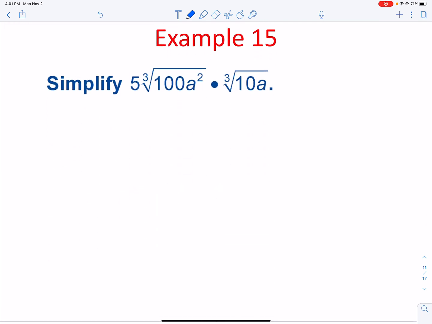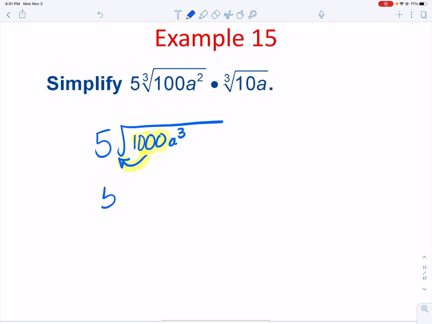So if I look at this, I can multiply inside to inside, so that's 5. And then, outside to outside, which is 5. Inside to inside, I'm going to use my calculator because my brain is fried today. Times 10 is 1,000 a cubed. Well, 1,000 is a perfect cube. 10 times 10 times 10 is 1,000. So this will come out because it's a perfect cube. So that comes out and it becomes a 10. And 5 times 10 is 50.